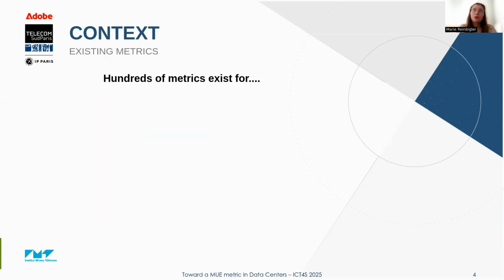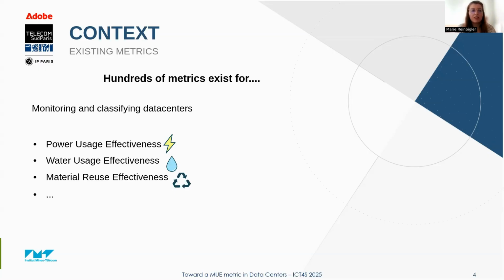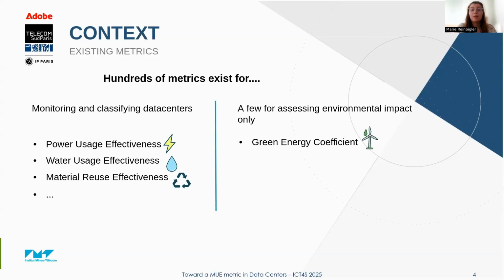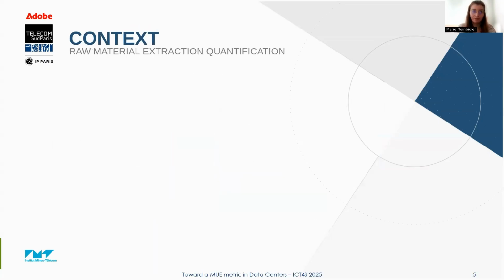Currently, lots of metrics exist to characterize those data centers. The first category of them are here to monitor or classify them, like the power usage effectiveness, the water usage effectiveness, the material reuse effectiveness, and so on. But only a few of them are here only to assess the environmental impact. We have, for example, the green energy coefficient, the carbon usage effectiveness, and so on. But none of them actually account for raw material which is required to assemble a new data center.